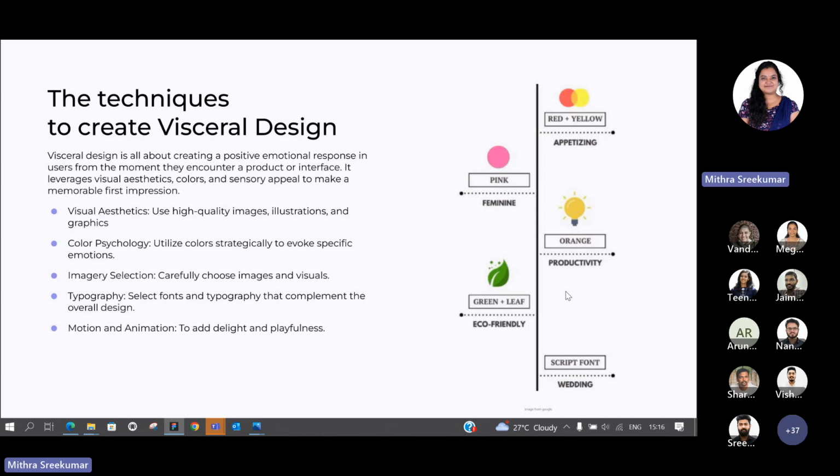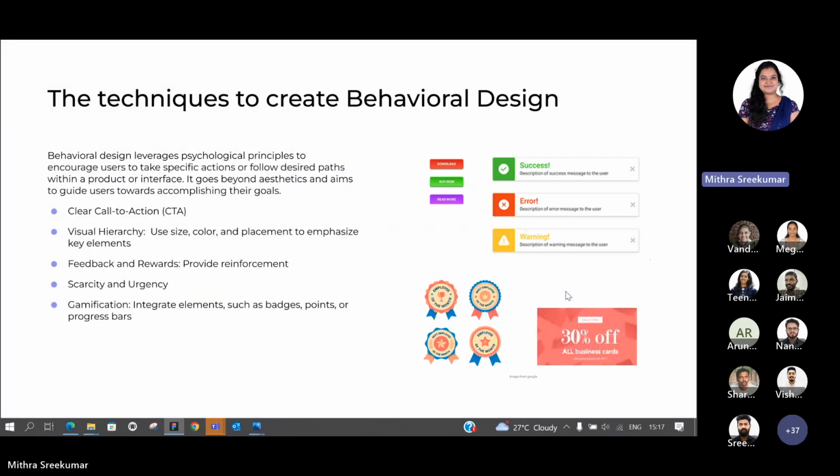And also while choosing the colors and all, we can always think of certain age-old concepts like pink is for feminine, red and yellow for appetizing, like that. So people will relate these all things, and these all are to generate that first kind of impression to the user. So then moving on to the behavioral design, what are the techniques that we can use?